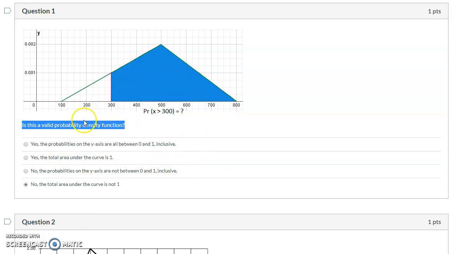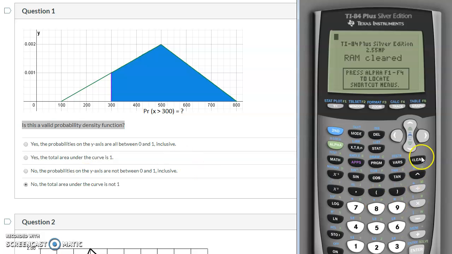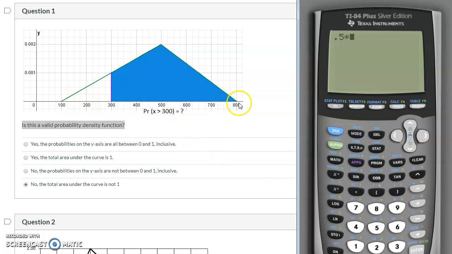So this is where we're going to use the area of a triangle, which is just 1/2 base times height. So 0.5 times, we need our base. If we're going from 100 to 800, we've moved 700, right? That's the base of this triangle. If we're not sure, we can count it over. 1, 2, 3, 4, 5, 6, 700. So there's my base. And then the height of this triangle is, it looks like the tallest point is at 0.002.